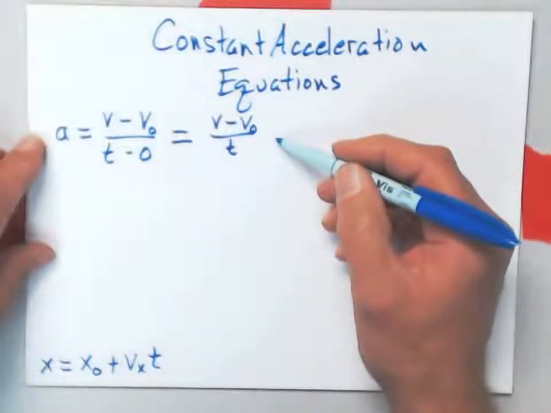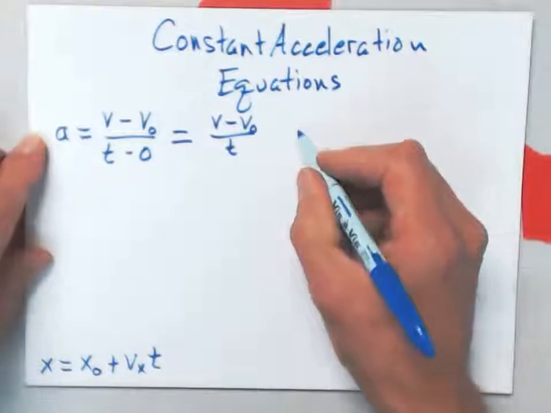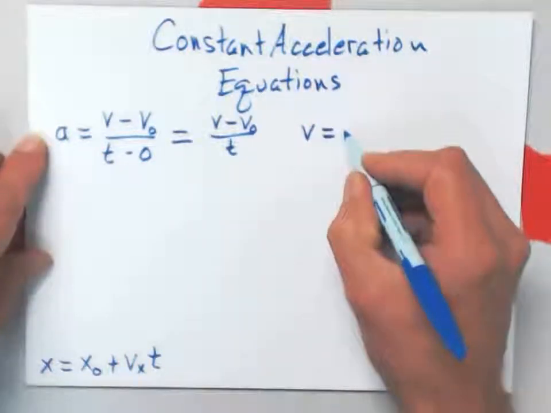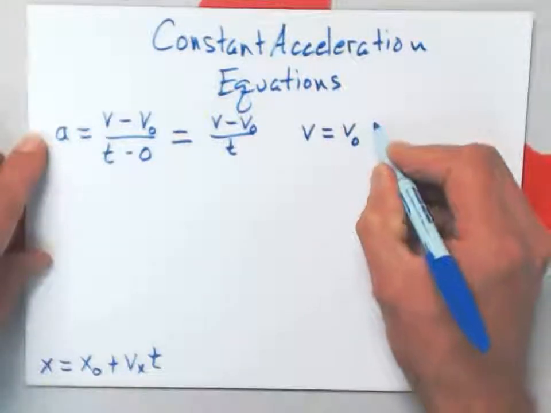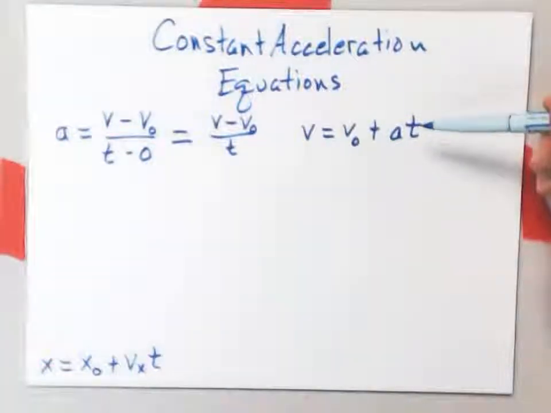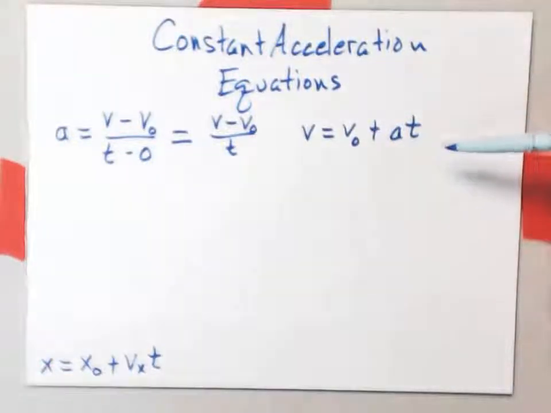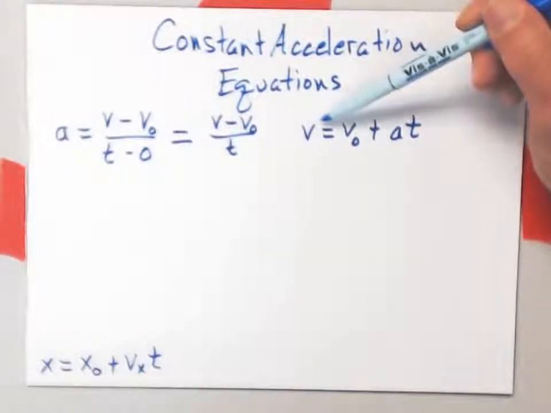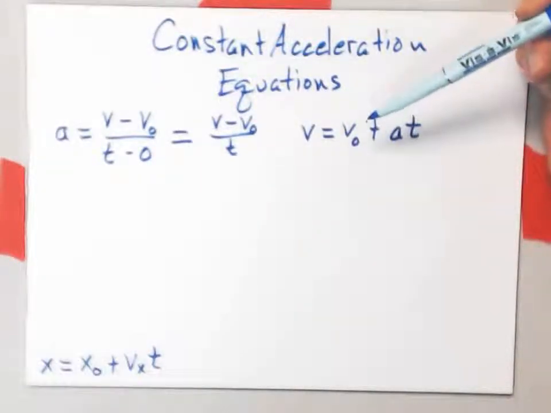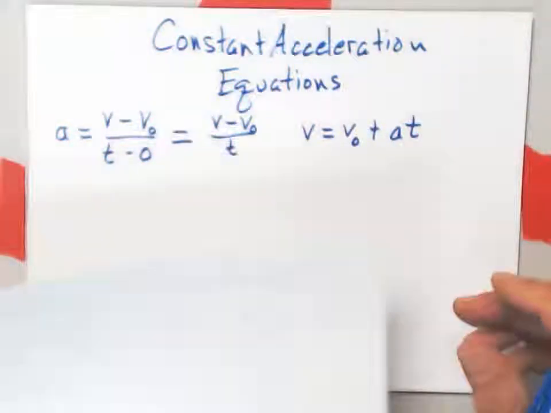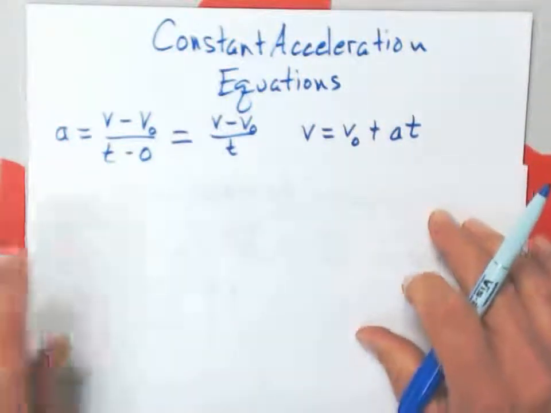If I do a little bit of algebra with this expression, I get an expression for the velocity that looks like v equals v naught plus at. So that's our first constant acceleration equation. This one gives us velocity as a function of time. If you were to graph this, you get something pretty interesting. I'm going to write on the back of the last page to graph it.